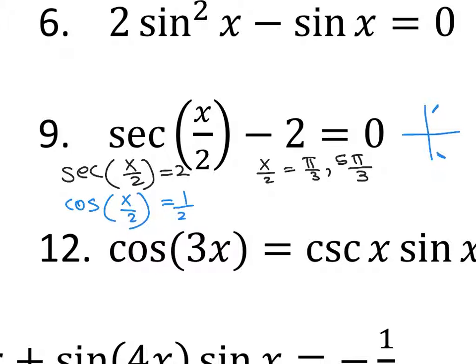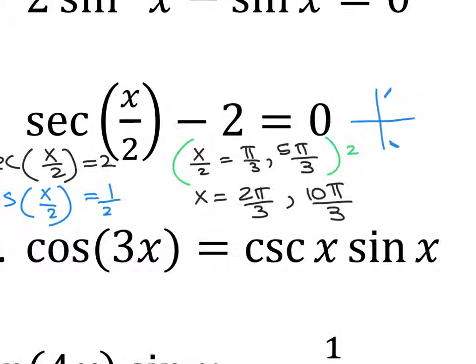Now remember, I need x, so I need to multiply everything by 2. So that would give me x equals 2 pi over 3 and 10 pi over 3. Now remember, I'm not solving over 0 to 2 pi, so I cannot cancel the 10 pi over 3. And again, these two are not diagonal from each other, so I have to mention both of them.